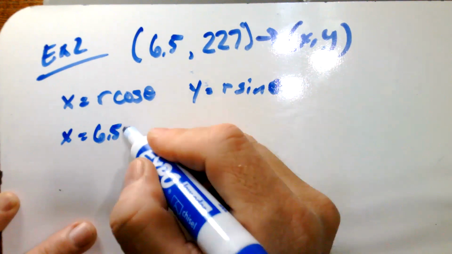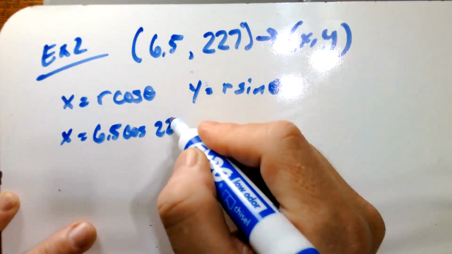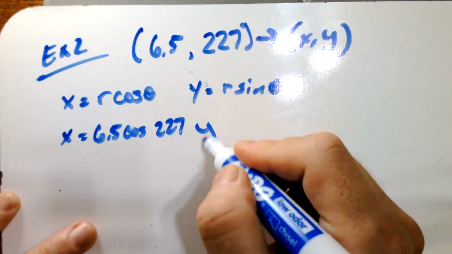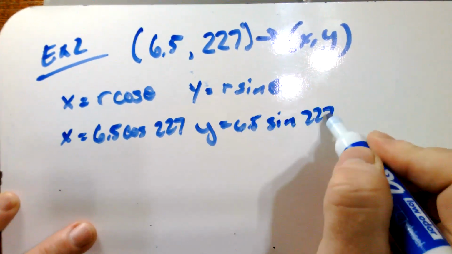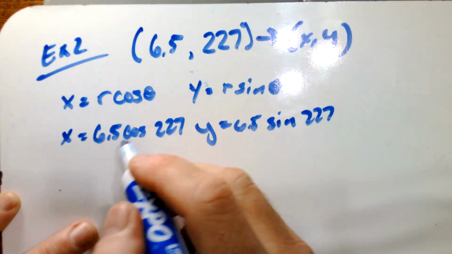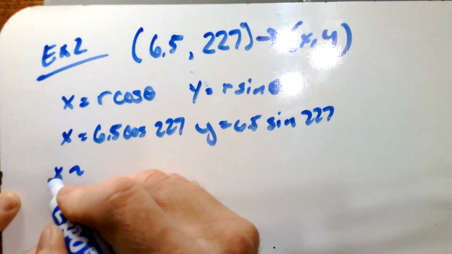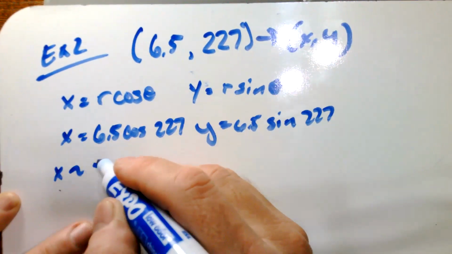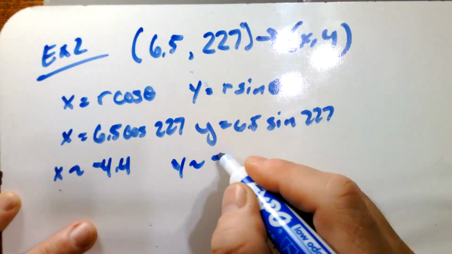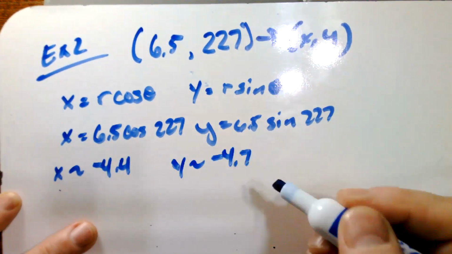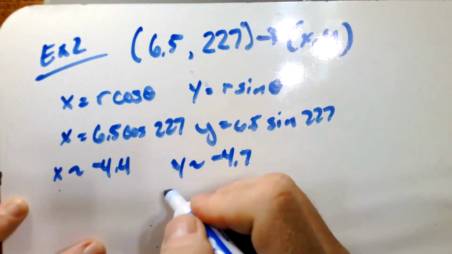We get x equal to 6.5 cosine of 227 degrees, and y is equal to 6.5 times sine of 227 degrees, which is approximately, for x, equal to approximately -4.4, and for y that's approximately equal to -4.7.